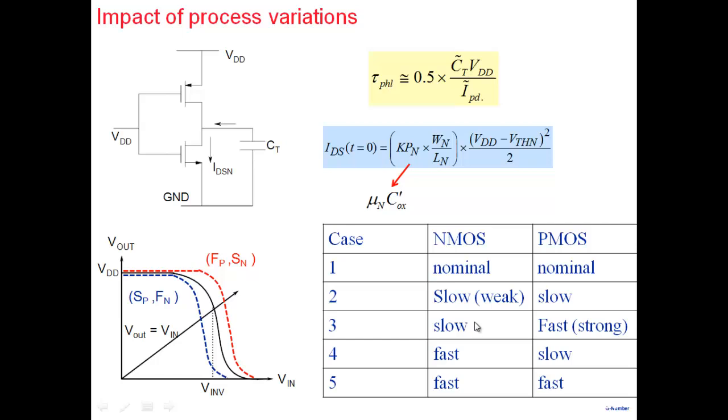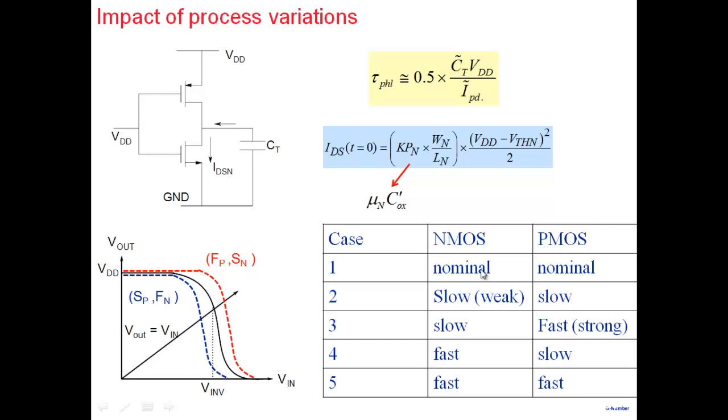Another name for it is a weak transistor, weak in the sense that the current associated with it is small. Corresponding to that, we have a fast transistor where KPN is at its highest value and VTHN is at its lowest value, which results in the largest possible value of drain current and the smallest delay. So we call that transistor a fast or a strong transistor. So we have these various possibilities.